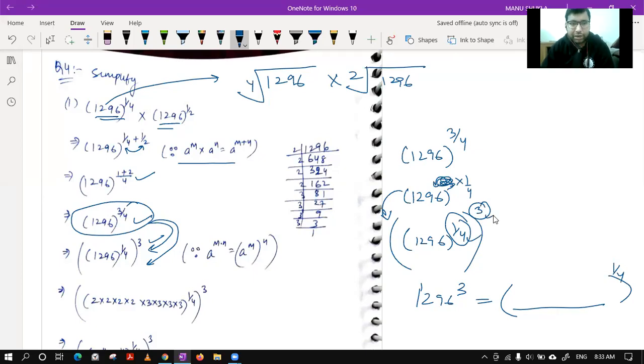You can see I brought in 1/4 and I wrote this 1296 in its prime factor form and got this. So we have four 2s and four 3s, and the power is 1/4.